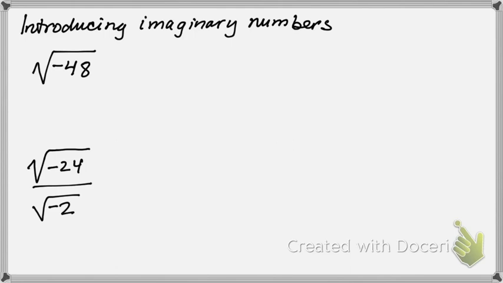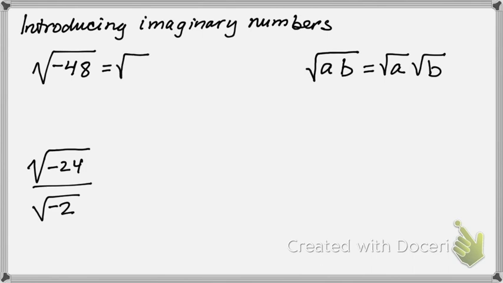So here I have the square root of negative 48. And we're going to use this property of radicals, which says the square root of AB is equal to the square root of A times the square root of B. And you should have used this many, many times before. So the way that I'm going to use that in this case with the square root of negative 48 is I'm going to say that that's equal to the square root of negative 1 times the square root of 48.